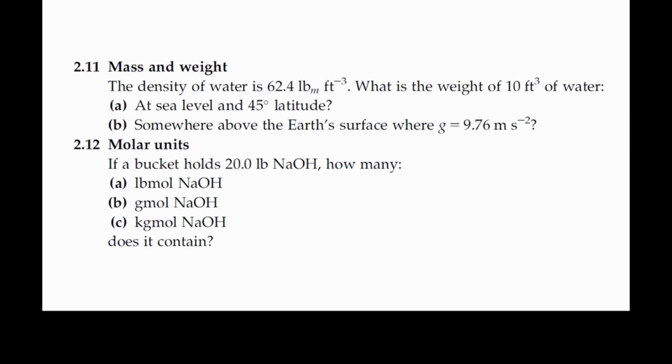Next, problem 2.12 is based on molar units. What it asks is: if a bucket holds 20 lb of NaOH, how many lb moles of NaOH, gram moles of NaOH, and kilogram moles of NaOH does it contain? There are 3 sub questions. It is a simple problem. If you know the definition of how to convert mass to moles and moles to mass, it is an easy problem. So, let us see the solution.